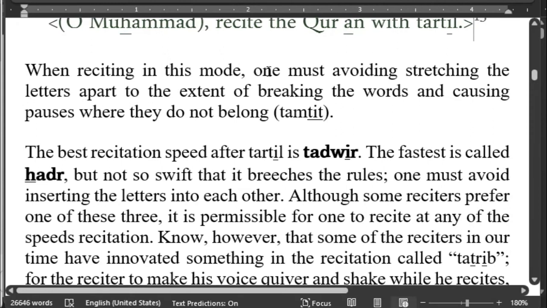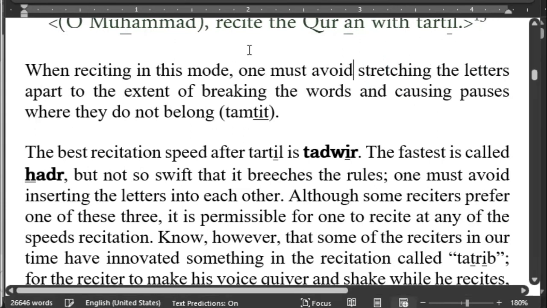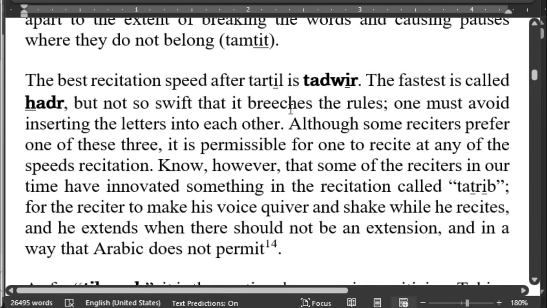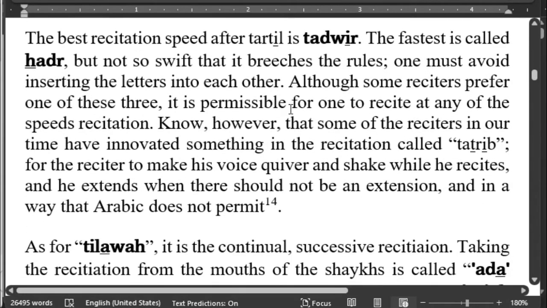One must avoid stretching the letters apart to the extent of breaking the words and causing pauses where they do not belong. So if you want to practice reciting slow, do that and don't break your letters apart like that. The best recitation speed after tartil is tadwir.